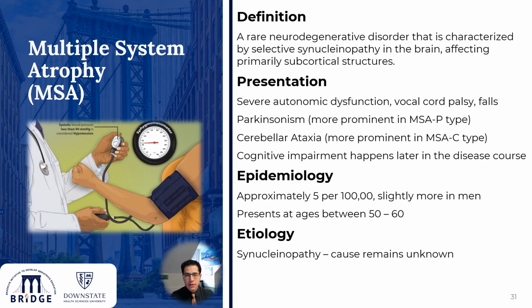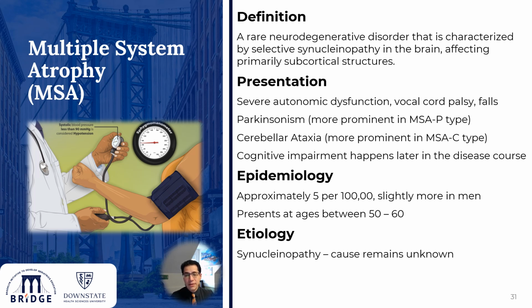So next on the same list is multiple system atrophy, or MSA, which is a rare neurodegenerative disorder that's characterized by selective synuclein protein deposition affecting primarily subcortical structures, similar to how Parkinson's disease dementia and dementia with Lewy bodies can happen, but more selective. It presents with severe autonomic dysfunction, vocal cord palsy, and recurrent falls.